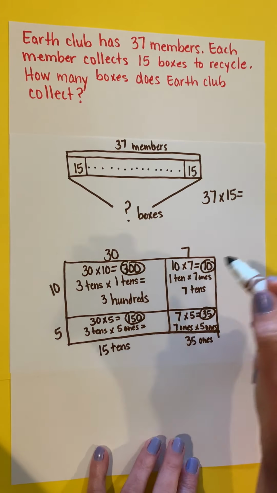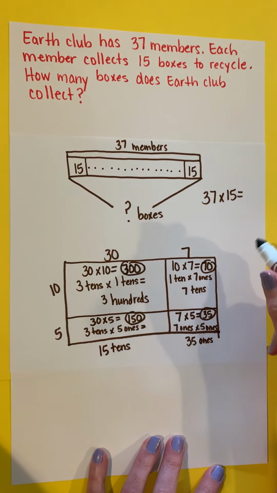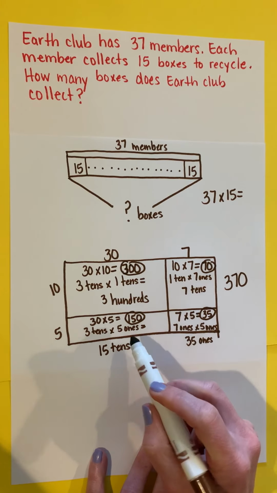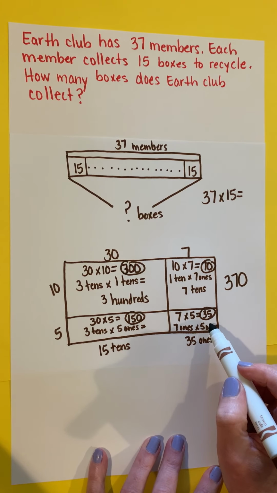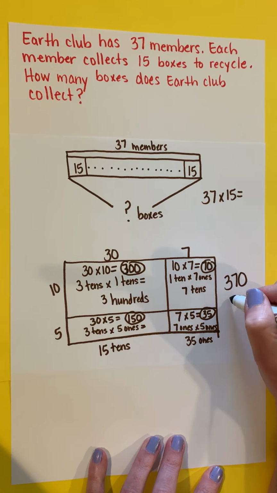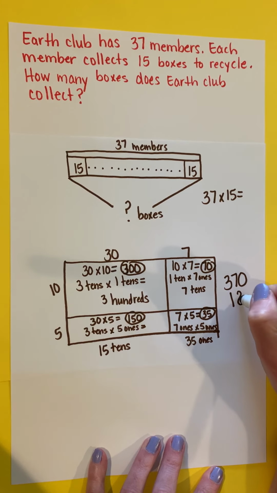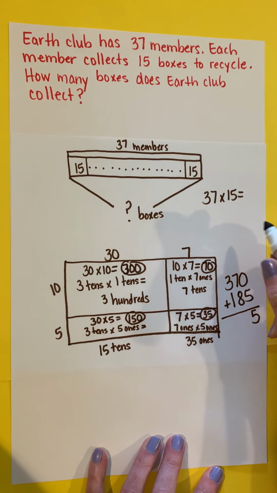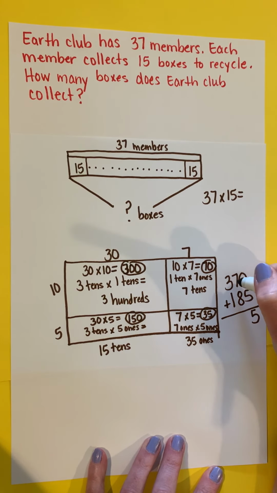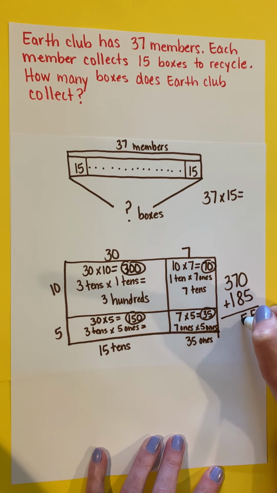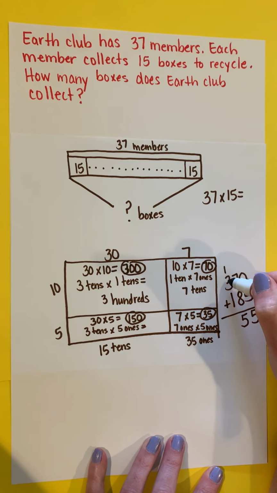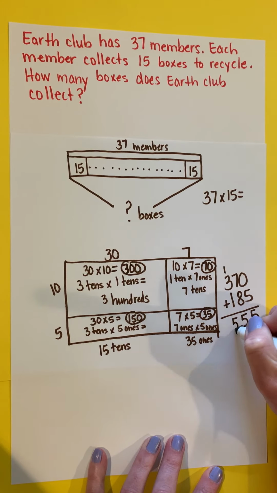So I've got 300 plus 70. I'm going to put two parts together at once. So 370, and then 150 plus 35 is 185. And then I'm going to add those. 0 plus 5 ones is 5 ones. 7 tens plus 8 tens is 15 tens. I'm going to leave 5 tens there, and I'm going to regroup the 100. 100 plus 300 plus 100 is 500 and 55, which is 555.